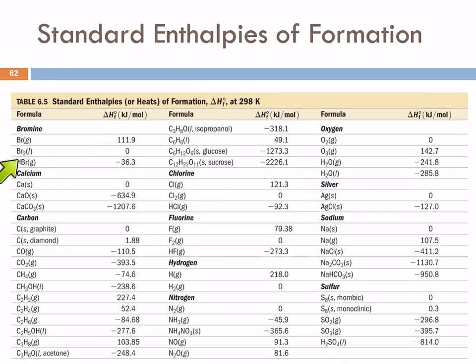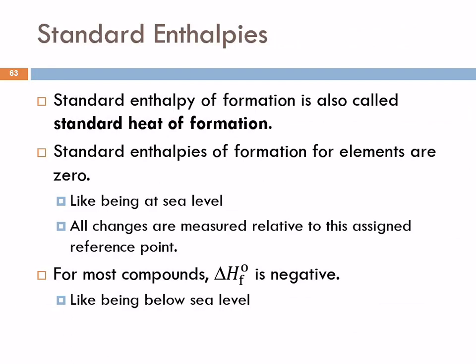And here's a compound, HBr in the gas state. Forming that from elements in their standard states, the change is -36.3. So we've got several different elements listed here and also several different compounds. So we can use these to calculate delta H's. So standard enthalpy of formation, also called standard heat of formation.